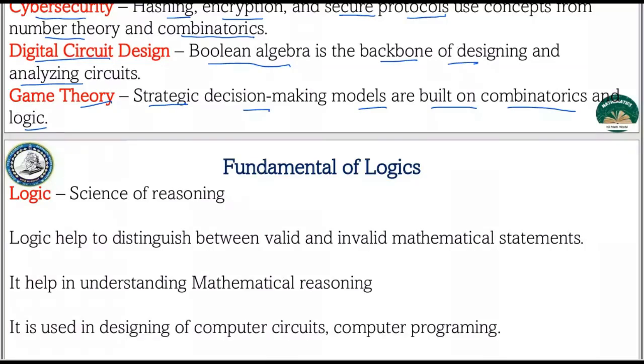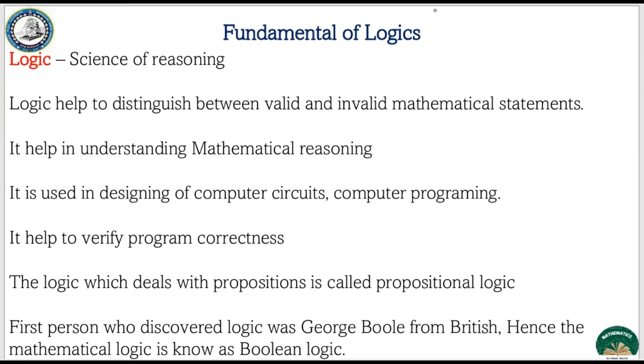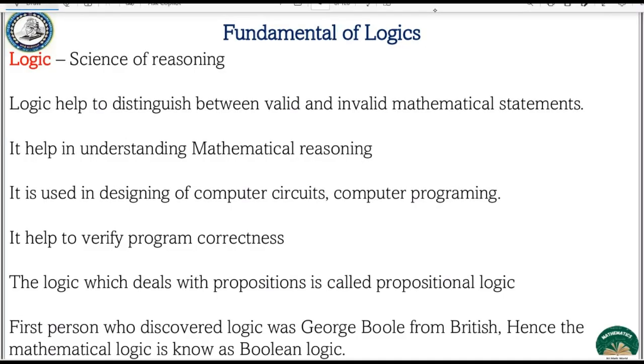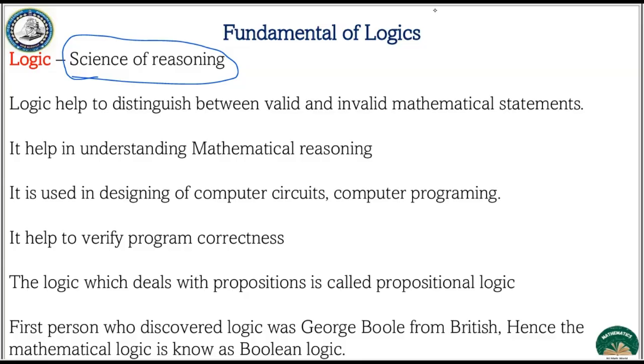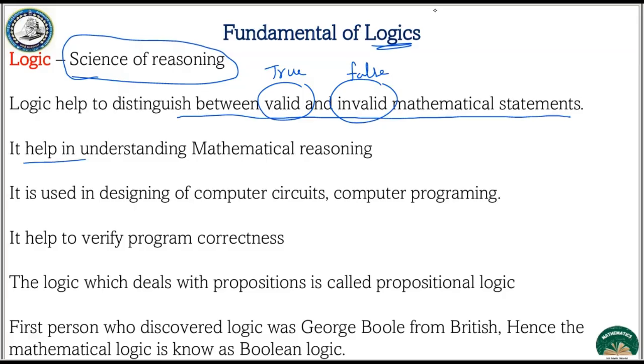Now next comes logic. What is logic? Logic is nothing but a science of reasoning. When you are able to give a reason, it is a science of reasoning. Logic helps in the distinction between valid and invalid mathematical statements. We can identify whether a statement is valid or invalid, true or false, by using logic. It helps in understanding mathematical reasoning, that is, how to give a reason for a mathematical statement. It is used to design computer circuits and computer programming.